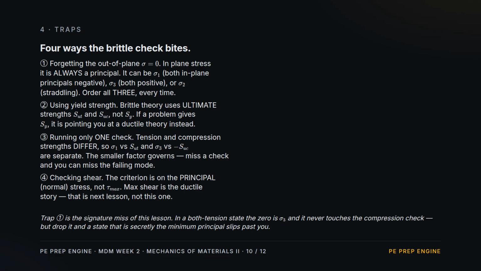2. Reaching for yield strength. Brittle theory uses the ultimate strengths, and a given yield strength is pointing you at a ductile theory instead. 3. Running only 1 check. Tension and compression strengths differ, so the 2 checks are separate, and the smaller factor governs. 4. Checking shear. The criterion is on the principal normal stress, not the maximum shear.